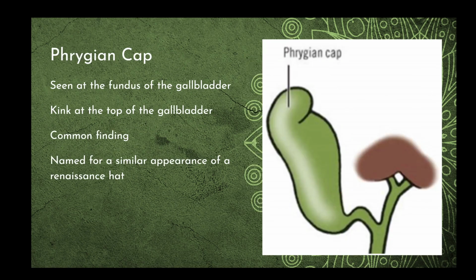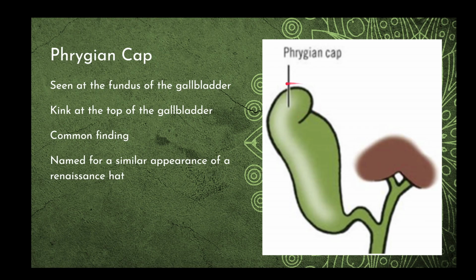The next variant is called the Phrygian Cap. And the Phrygian Cap is seen at the fundus of the gallbladder, so on the opposite side of where we were from the Hartmann's pouch. And the Phrygian Cap is this little fold where the fundus of the gallbladder flops over, and that makes kind of what an old Victorian hat called a Phrygian Cap, this is what it's named for, had this kind of funny little fold over. It's like a Papa Smurf hat, almost. So our gallbladder is wearing a Papa Smurf hat. It's kind of just this little fold that pulls the fundus of the gallbladder over.